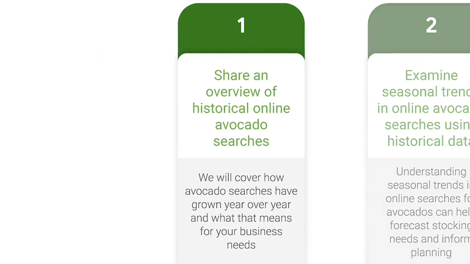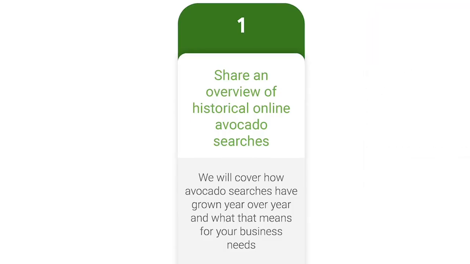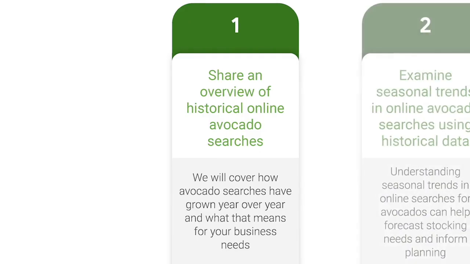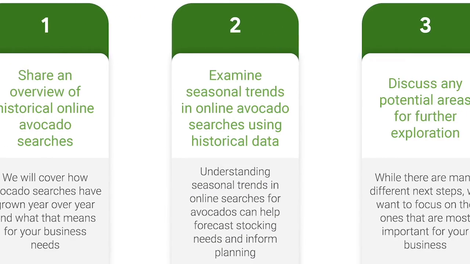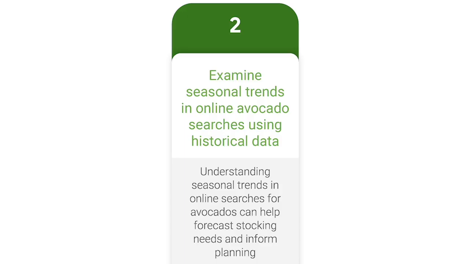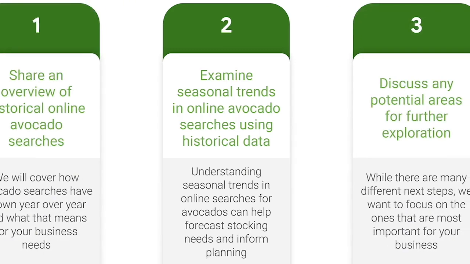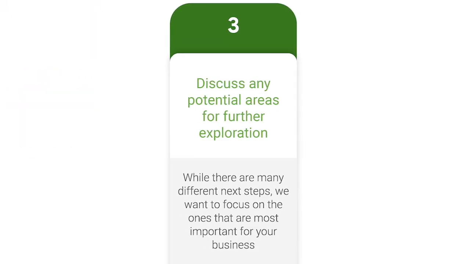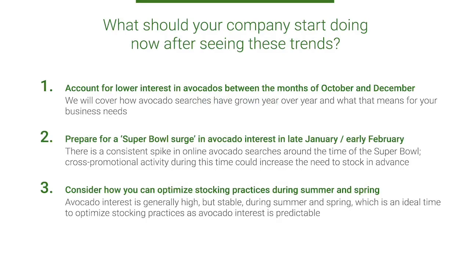It starts with share an overview of historical online avocado searches. Under that, a more detailed explanation. We'll cover how avocado searches have grown year over year and what that means for your business. Then, we'll examine seasonal trends in online avocado searches using historical data. This is important because understanding seasonal trends can help forecast stocking needs and inform planning. And finally, discuss any potential areas for further exploration. This is where we'll address next steps in the presentation.